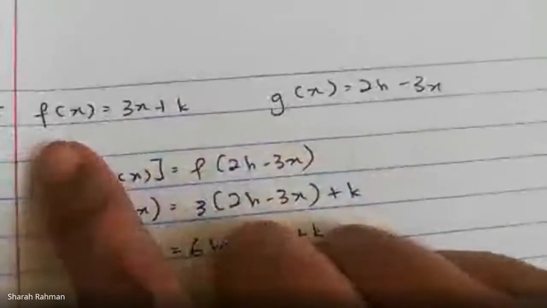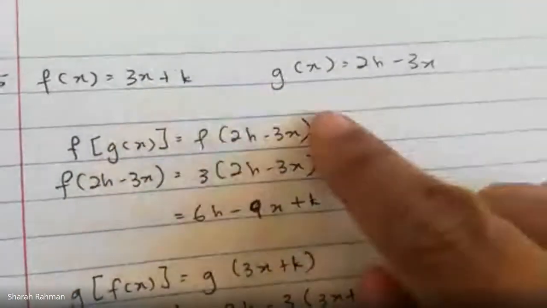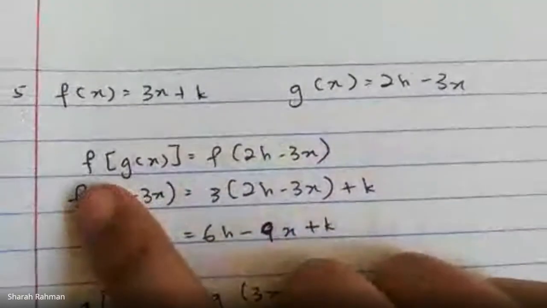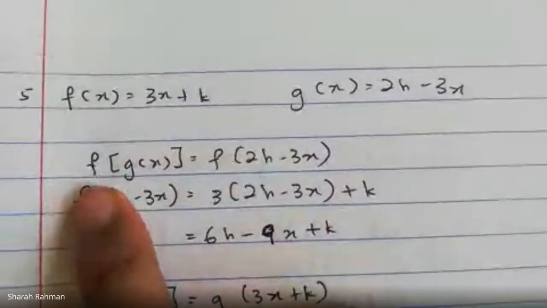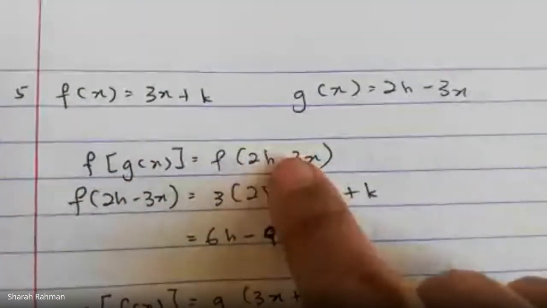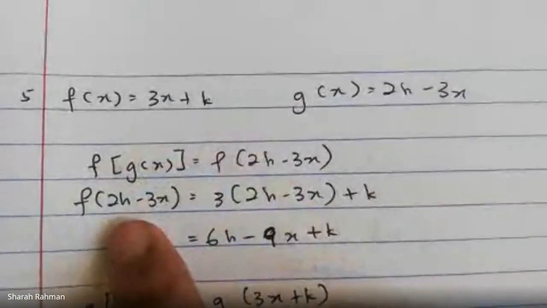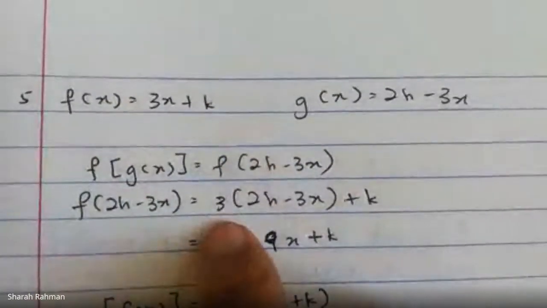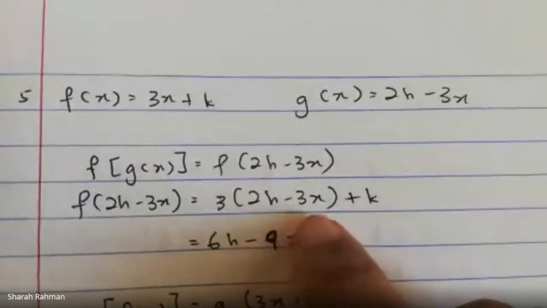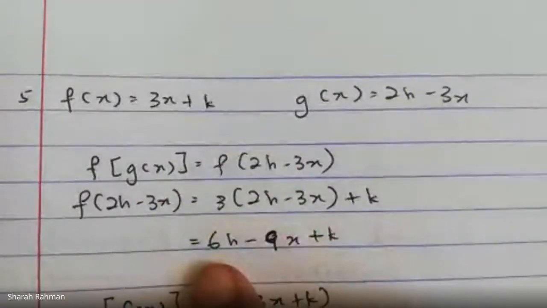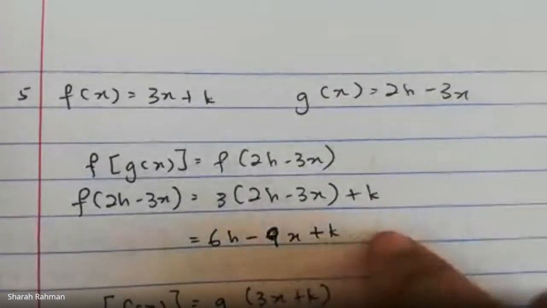So for question number 5, given fx equals 3x plus k and gx equals 2h minus 3x, we want to find fg first. So fgx. gx is 2h minus 3x. Then we will substitute this 2h minus 3x inside the function f. So we will get 3 times 2h minus 3x plus k. Then we do a simplification. We will get 6h minus 9x plus k.